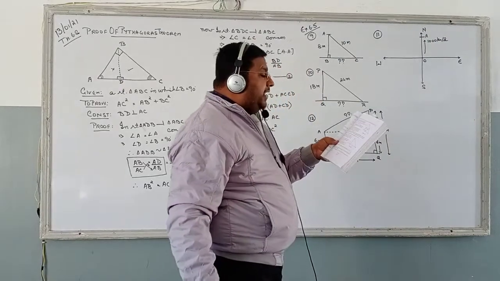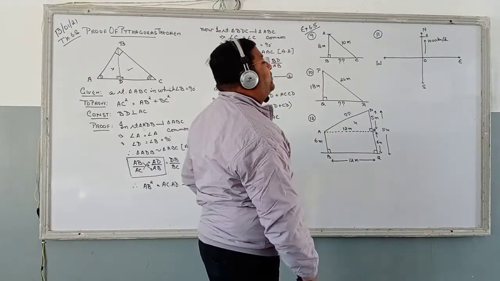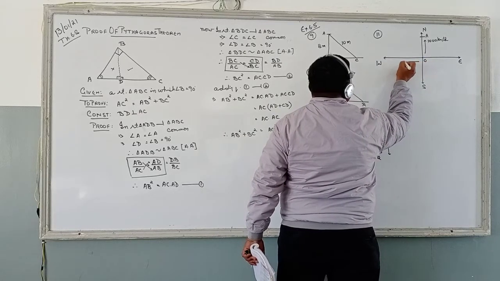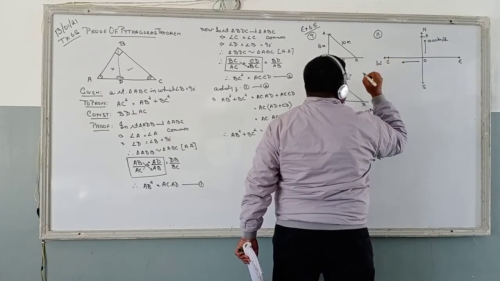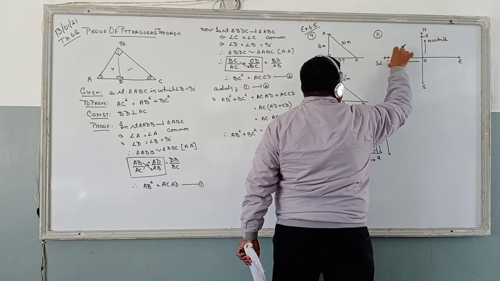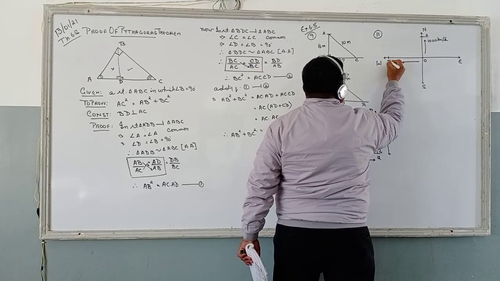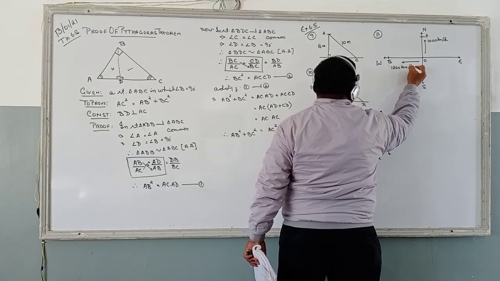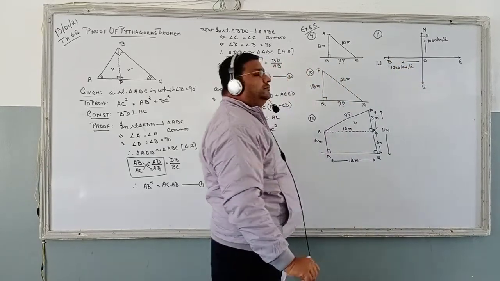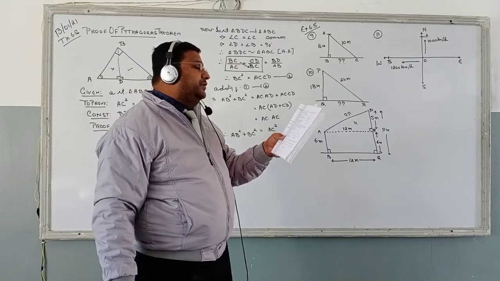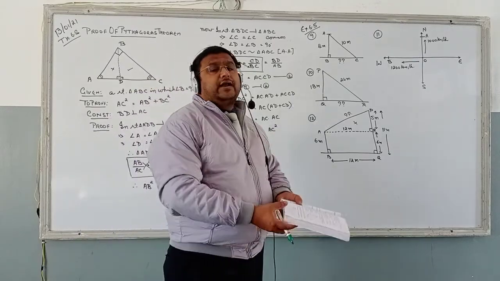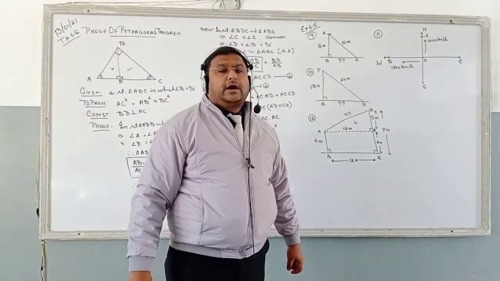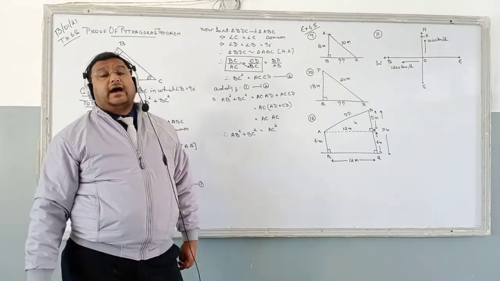Then he says another aeroplane leaves the same airport and flies due west and reaches over here, say C or B. And what is the speed of this aeroplane? 1200 kilometers per hour. The speed of the two aeroplanes is given to us. Question says, how far apart will they be in 1.5 hours?